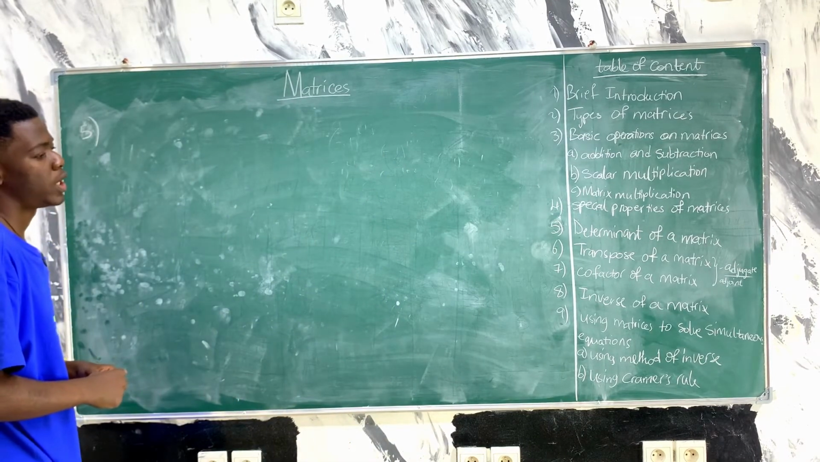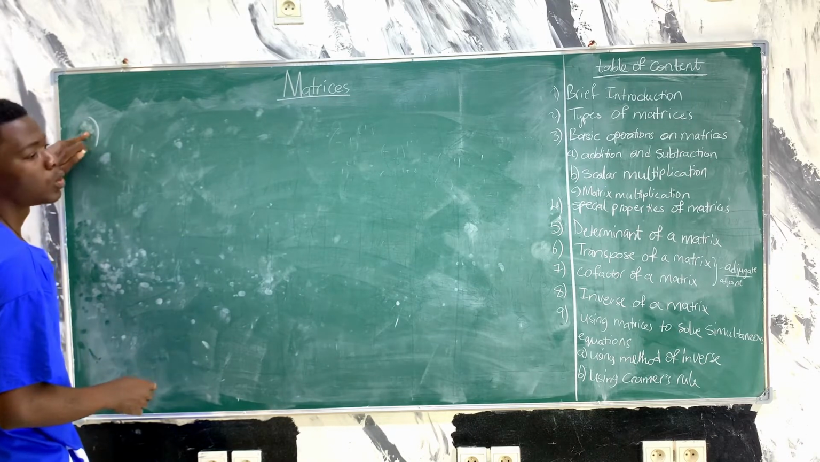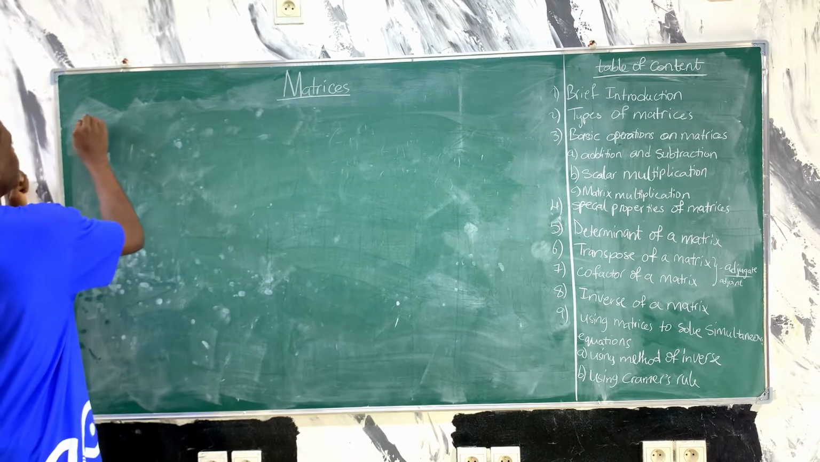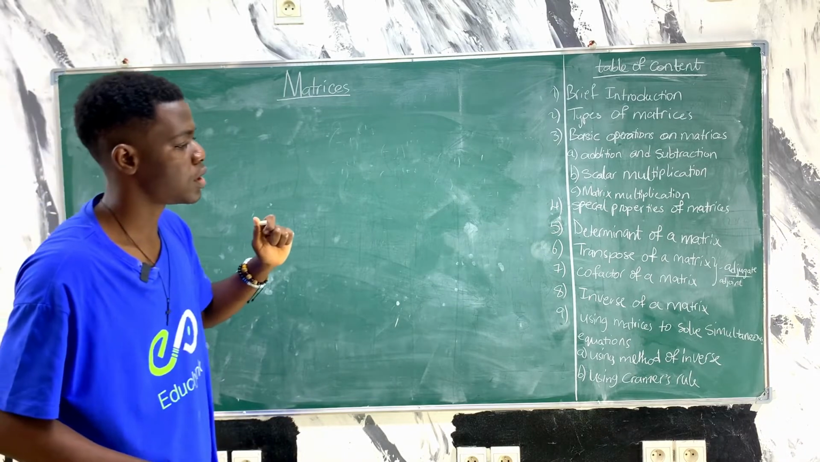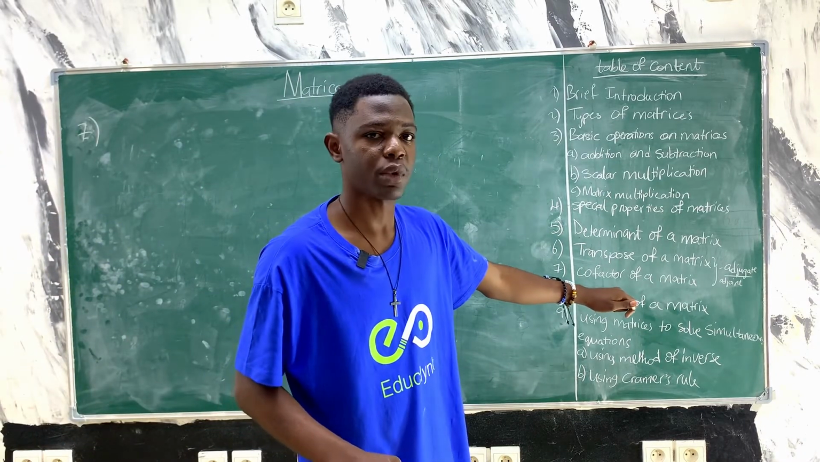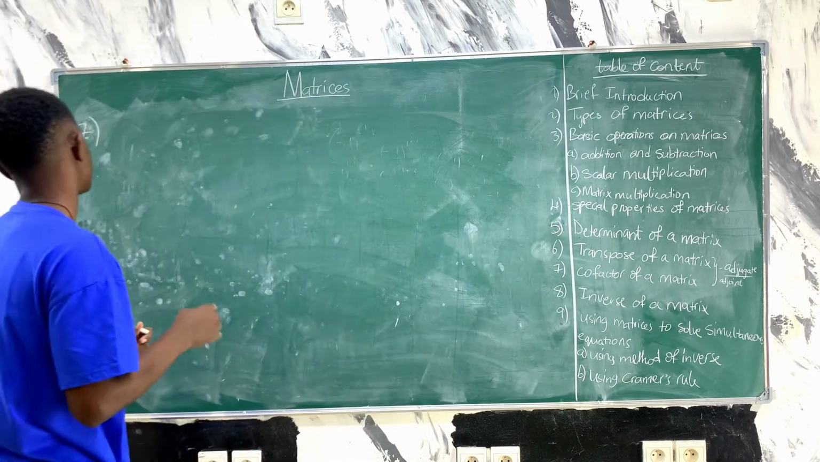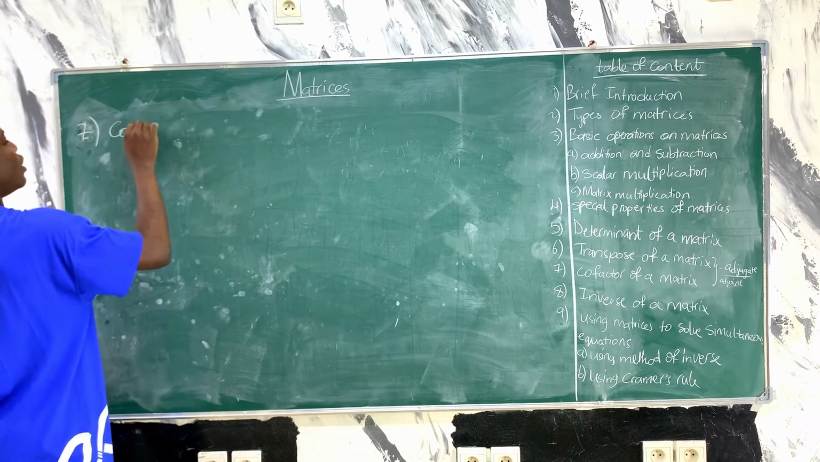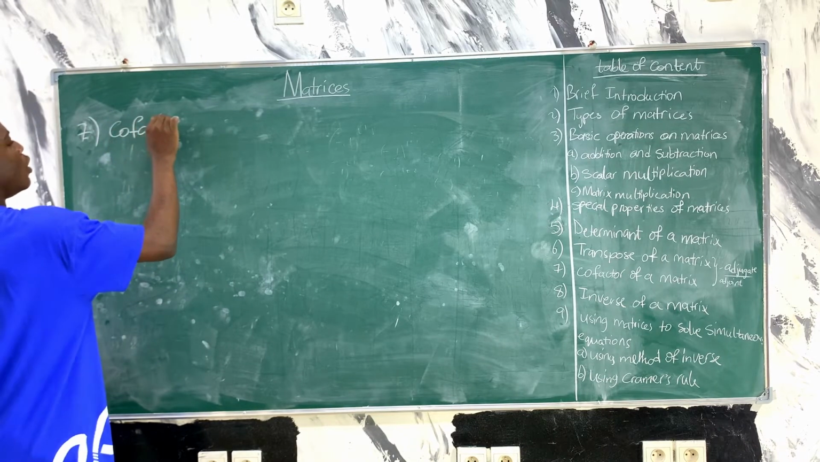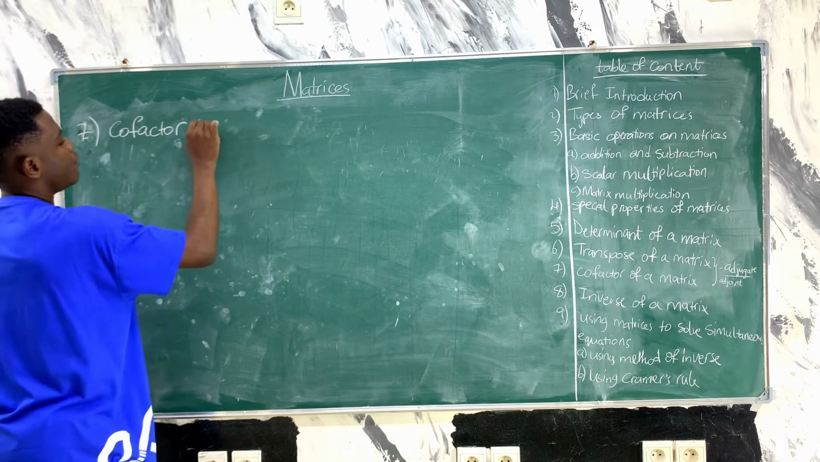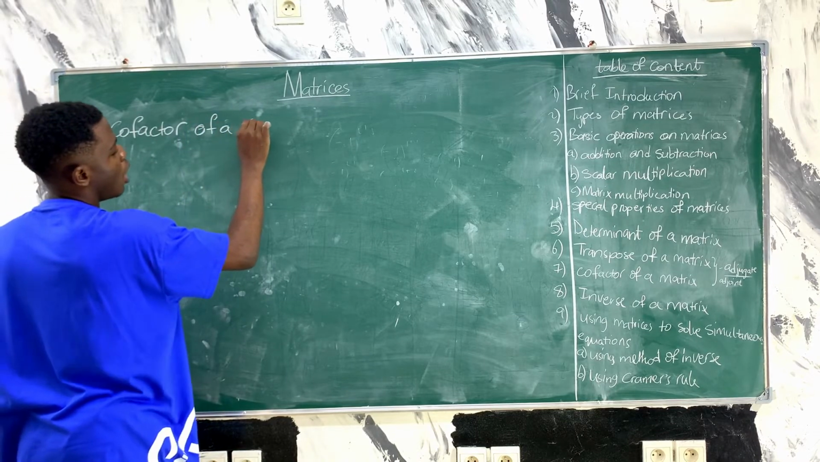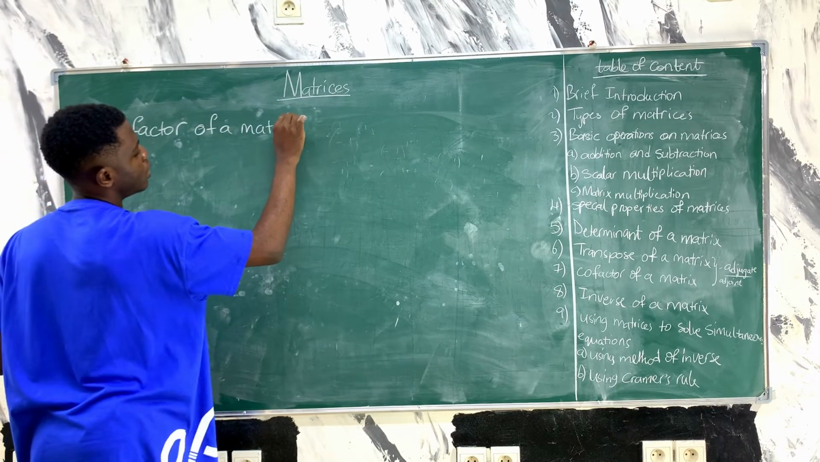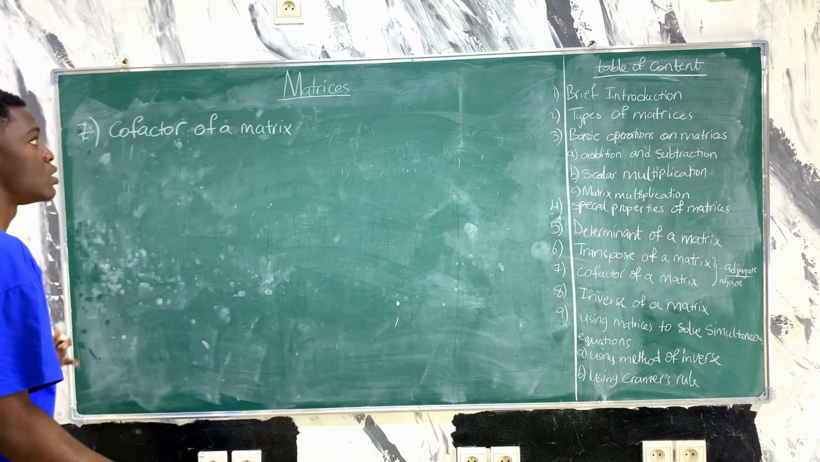So we are now going to 7. 7 is the cofactor of a matrix. How do we find the cofactor of a matrix? Cofactor of a matrix. I write it because it's a little bit longer.